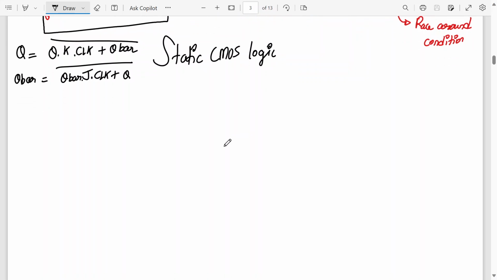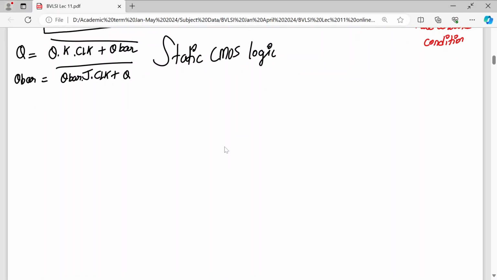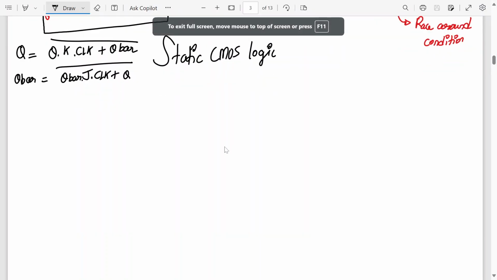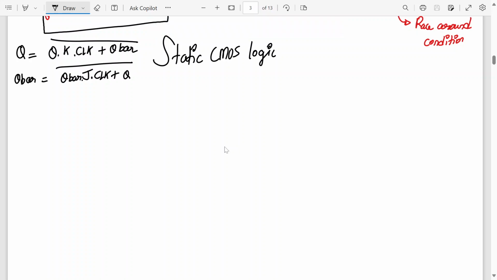Yes, sir. Okay. So here we'll use static CMOS logic. In static CMOS, the lower one will be the uncomplemented form. So three NMOS transistors will be in series, in parallel with one NMOS transistor. So let us draw the NMOS network. First we'll implement Q bar and then we'll implement Q. You can go in the other order also, but that is fine.